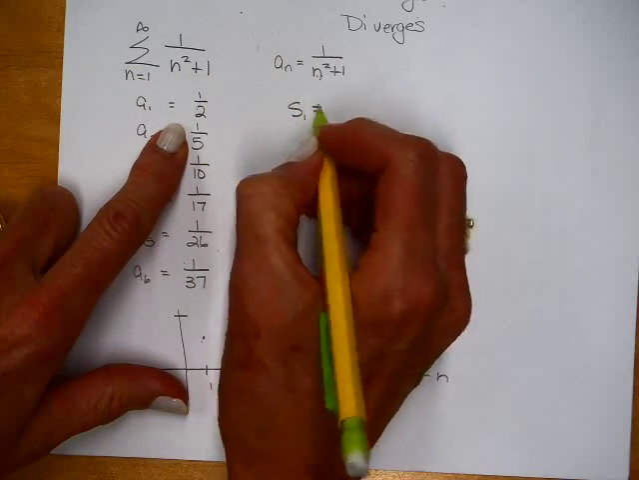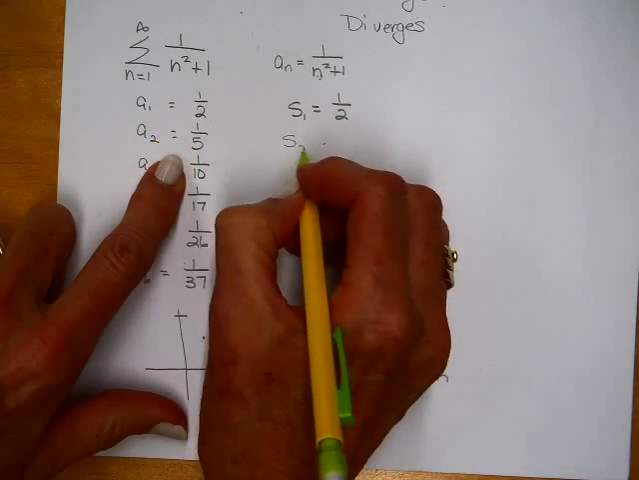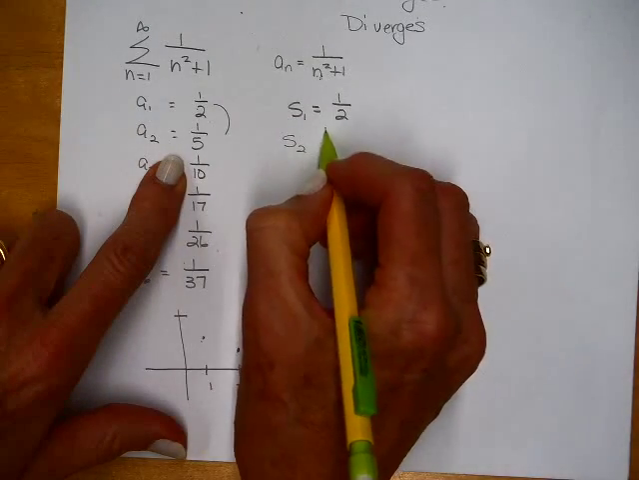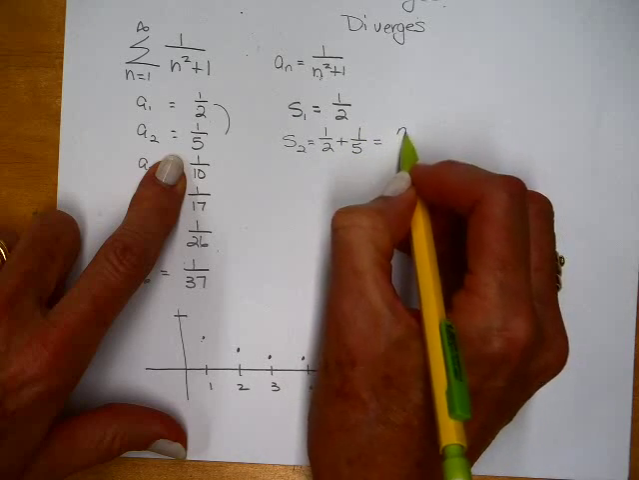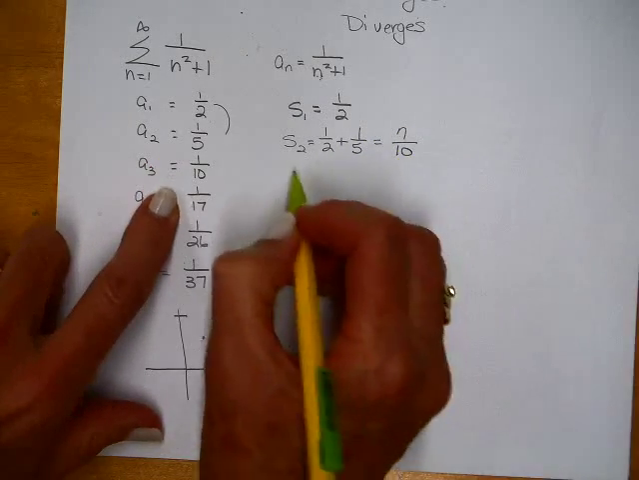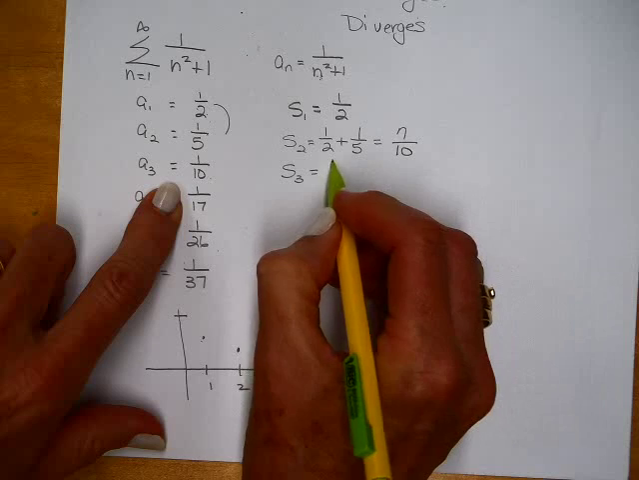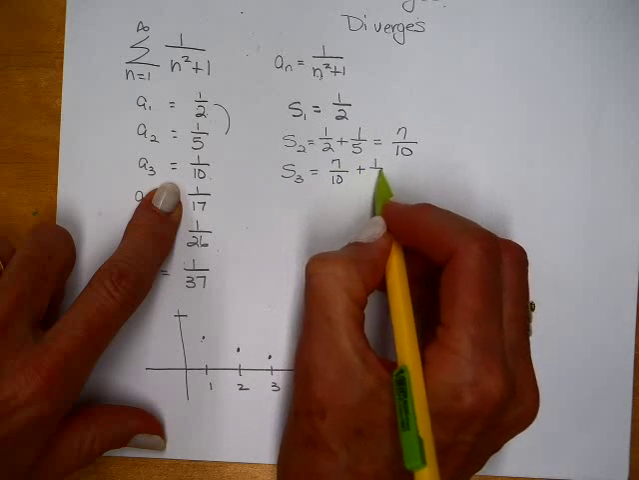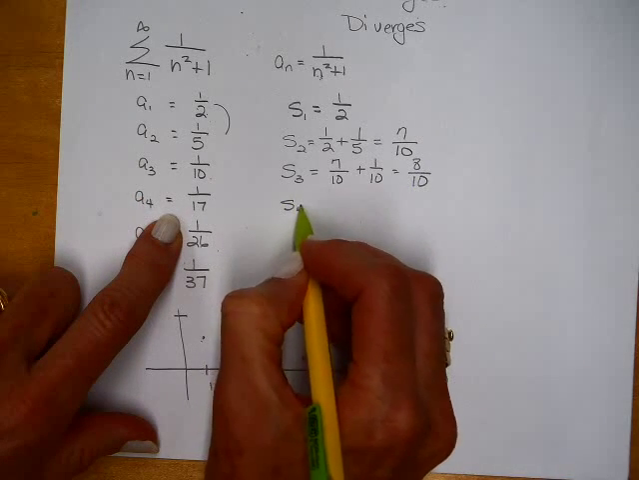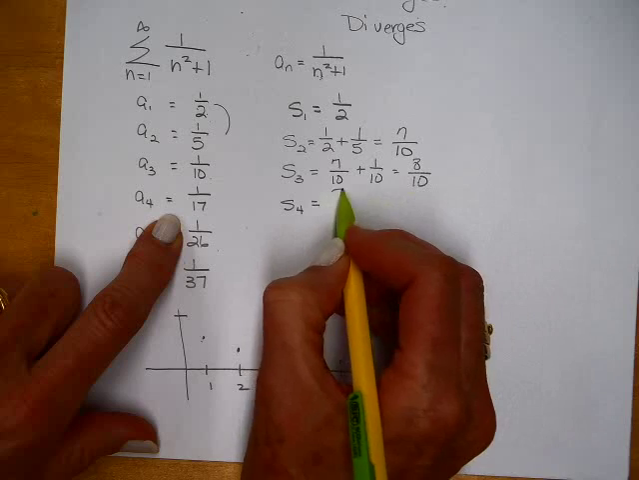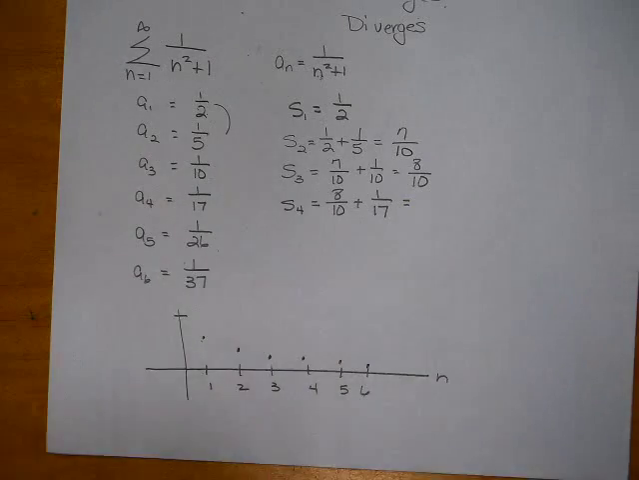If we look at S sub 1, which is just the first term, that's 1/2. If we look at S sub 2, then you're adding those two together. You have 1/2 plus 1/5, which I believe would be 7 over 10. If you take S sub 3, then you're adding the first three terms together. So you take 7 over 10 plus 1 over 10, and that looks like 8 over 10. And then S4 is going to be the 8 over 10 plus the 1 over 17, and I don't know what that is.